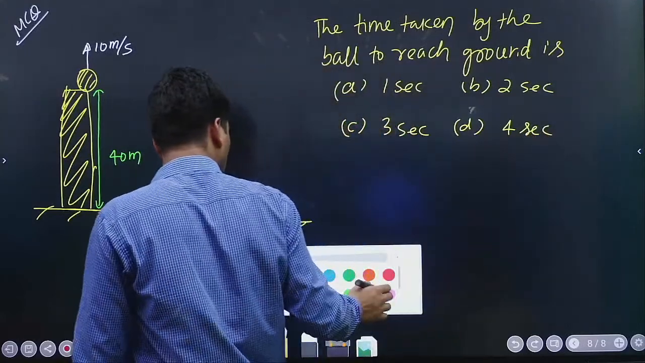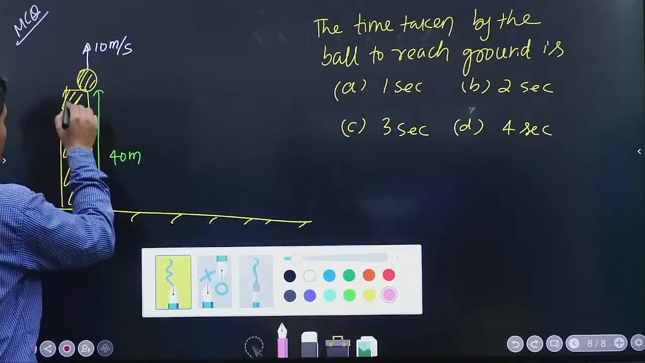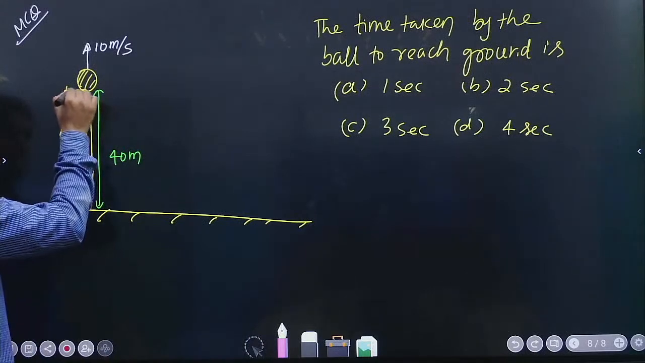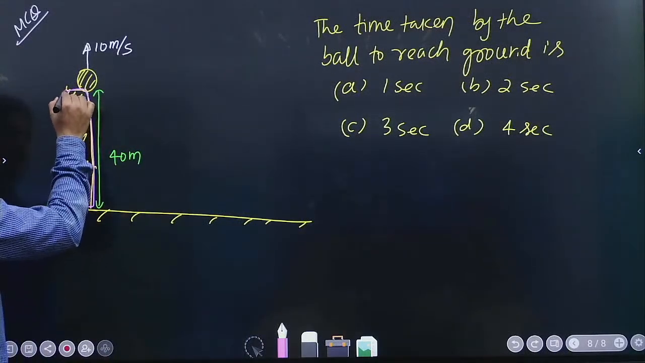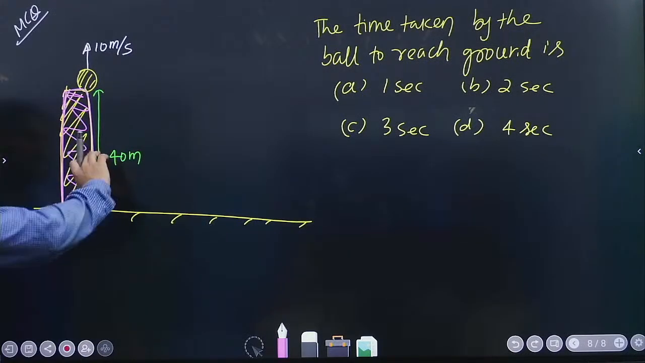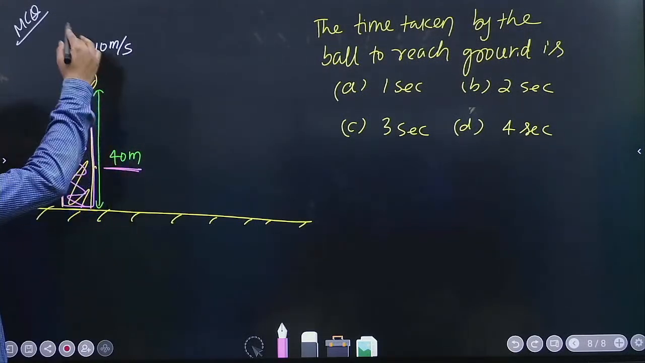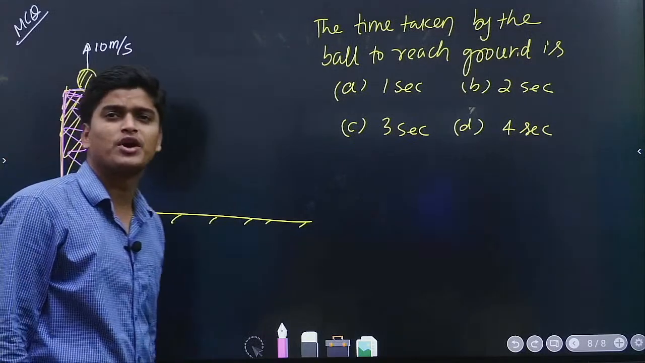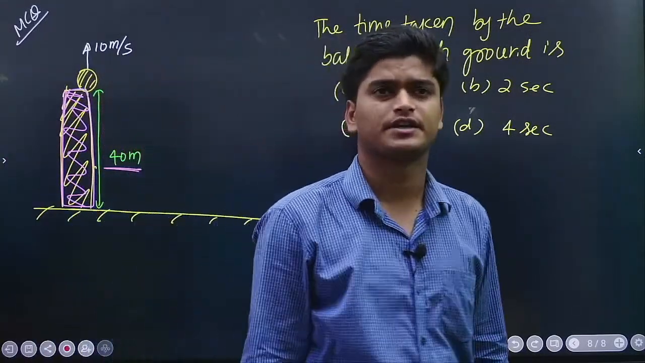So this is the question you remember. On a height there is one tower. From this tower you are throwing one ball, and this ball is going vertically upward. The height of the tower is 40 meter, and the vertically upward velocity is given as 10 meter per second.